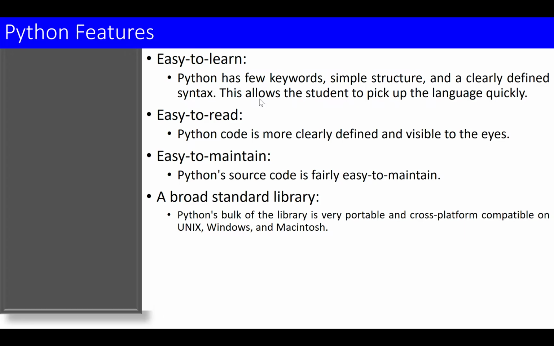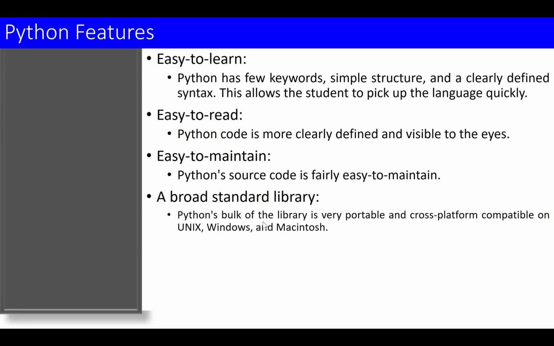It is easy to learn. Basically, it is a free and open source programming language. The software can be downloaded and used freely. And it is easy to read. Python code is more clearly defined and visible to the eyes. It is also easy to maintain. The Python source code is very easy to maintain.